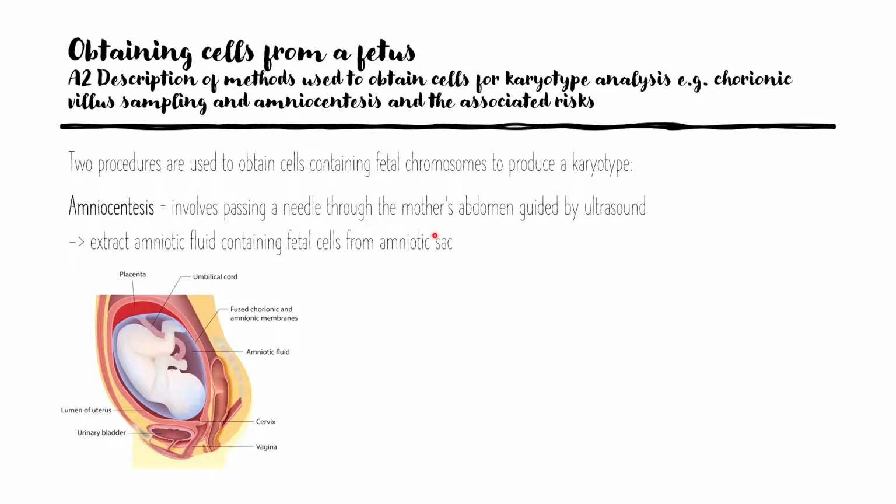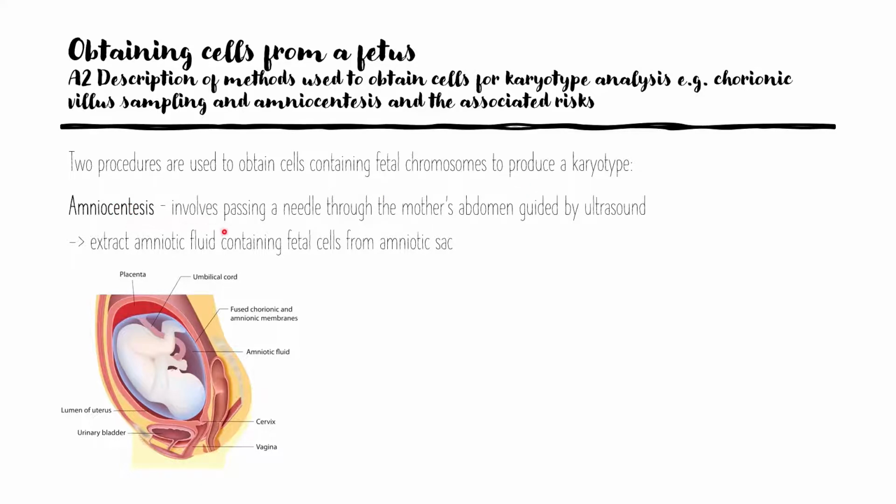Application 2, obtaining cells from a fetus. So in 3.2, we talked about a karyogram, and we talked about how we use fetal cells to get a karyotype or a karyogram. And how do we obtain these fetal cells? Well, there are 2 procedures that are used to obtain these cells. And one of these procedures is called amniocentesis.